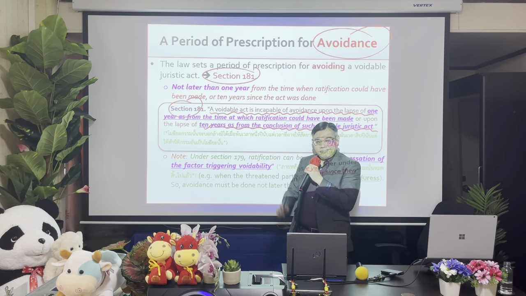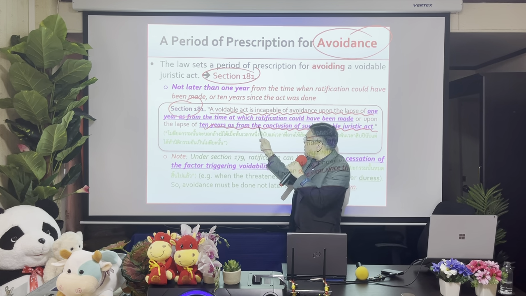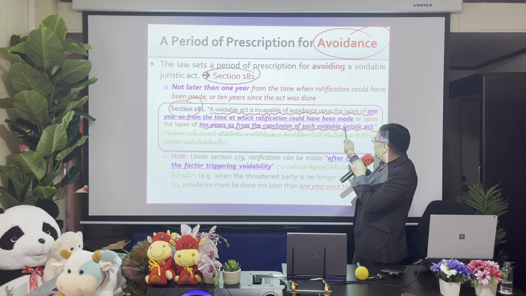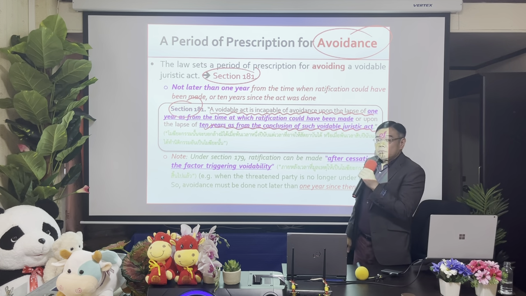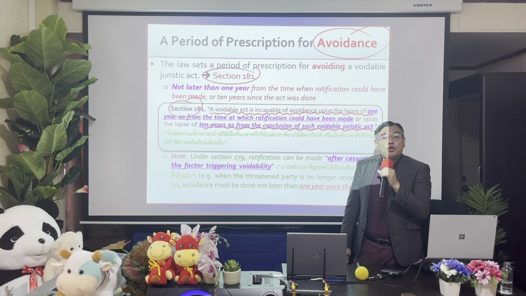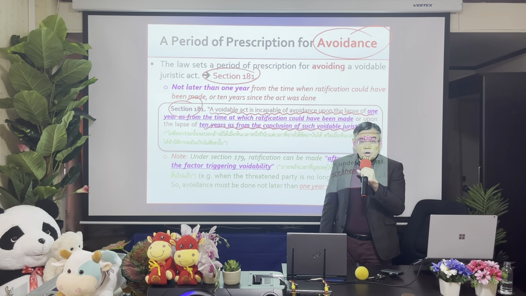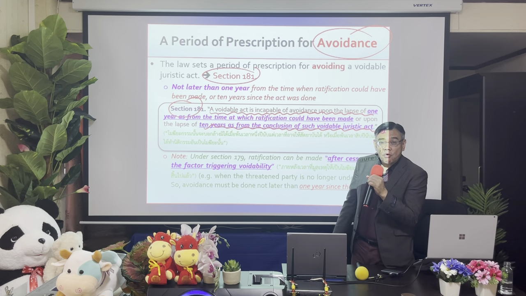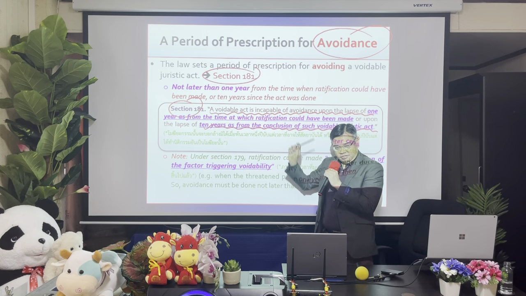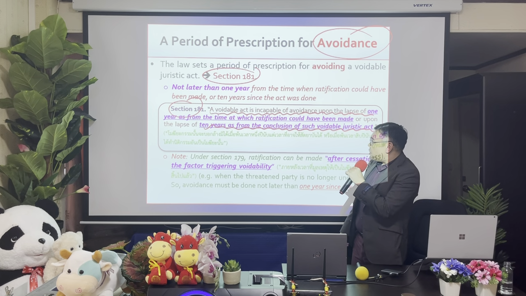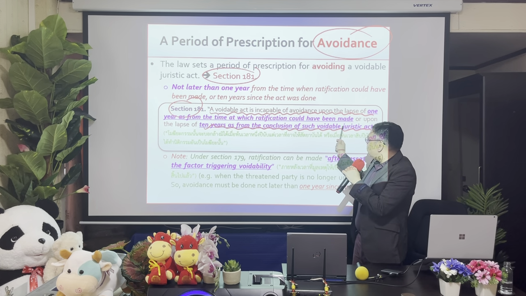The second one, 10 years as from the conclusion of such voidable juridic act, is the maximum period of prescription, no matter what. Nobody can exercise the right to avoid the voidable juridic act after 10 years as from the conclusion of such voidable juridic act.